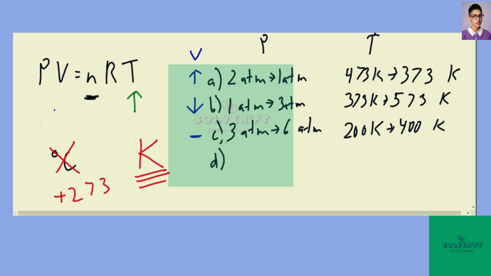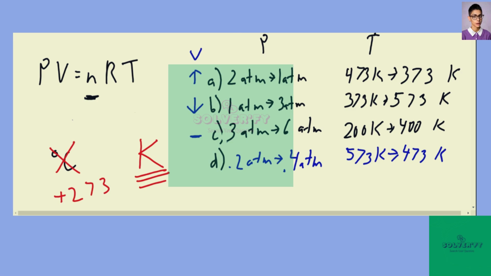Now let's look at the last case we're asked about. We have 0.2 atmospheres going to 0.4 atmospheres. And while this is increasing, the temperature is actually decreasing. If we do the math, we said it's going from 573 to 473 Kelvin.